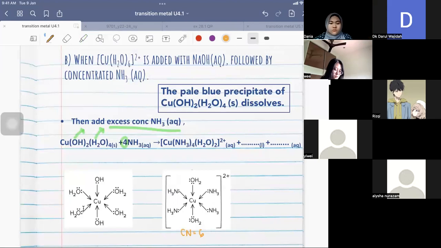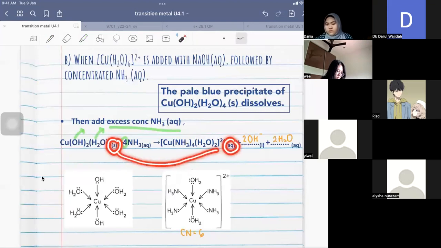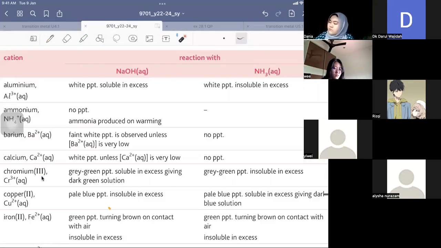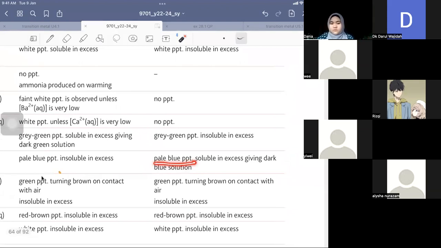Right, how do we balance the equation? Since we kick out two hydroxide ions, we will produce two hydroxide ions, and we've also kicked out two water molecules. So the products are two water molecules. So what happens? You go from solid to aqueous. So this is what we mean by the pale blue precipitate dissolving. The solid precipitate of copper hydroxide dissolves into a deep blue or a dark blue solution. So you see here, pale blue precipitate is soluble in excess ammonia to produce dark blue solution.